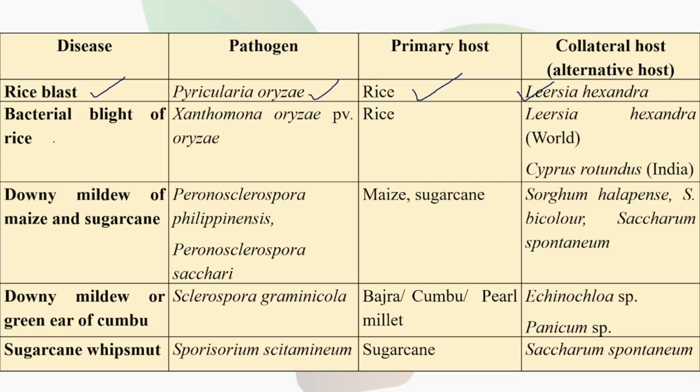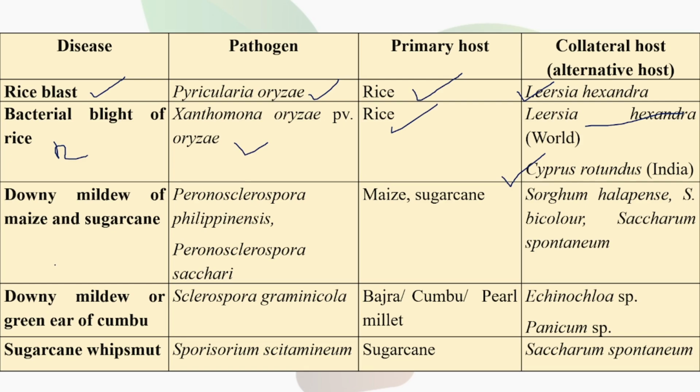You can take bacterial leaf blight, BLB of rice, Xanthomonas oryzae pv. oryzae: the primary host is rice. You can take alternative host or collateral host Leersia hexandra, this is a grass species. Cyperus rotundus, this is also a grass species. All belong to Poaceae, which means the primary host and secondary host mostly belong to the same family. Okay. Here, what we need to remember is just the alternate host and the collateral host of the given pathogens.